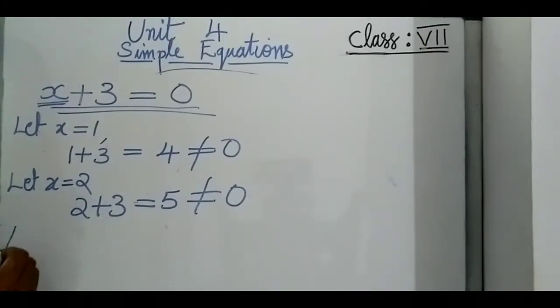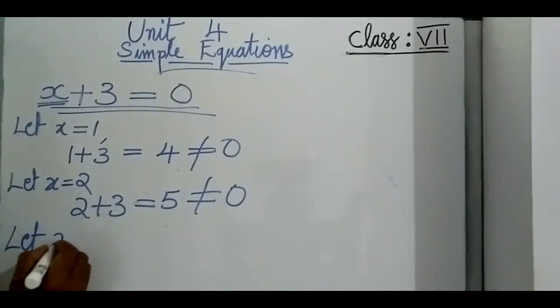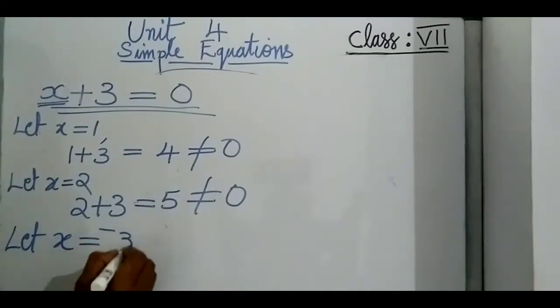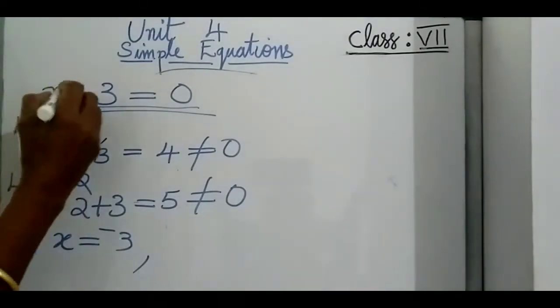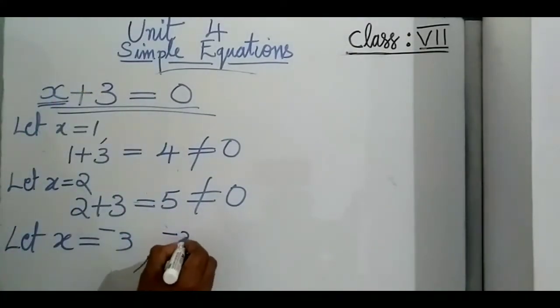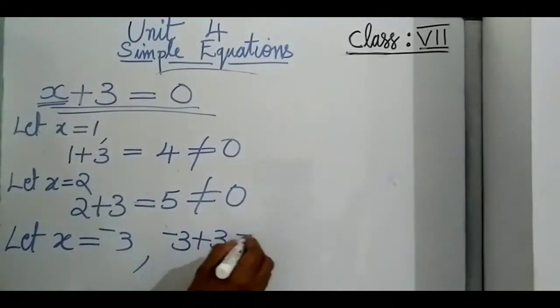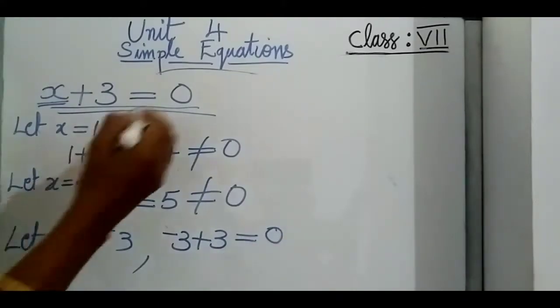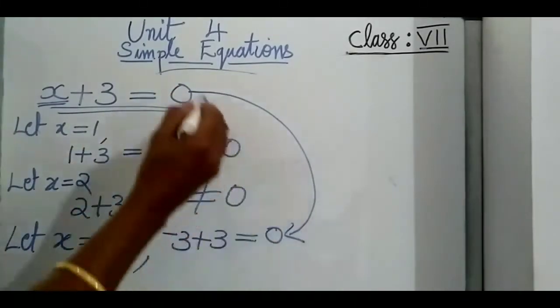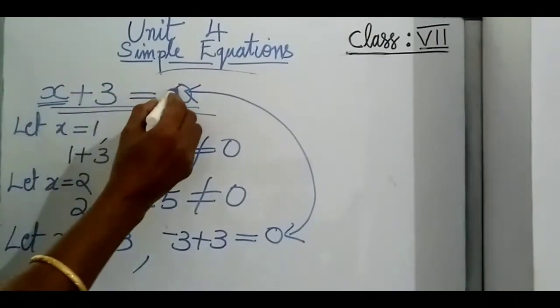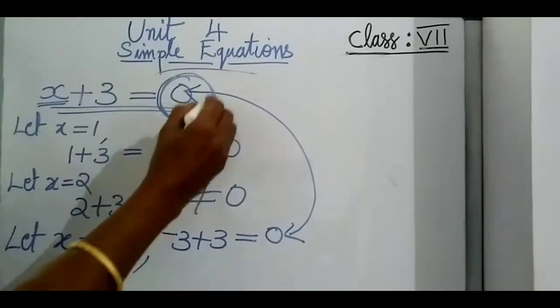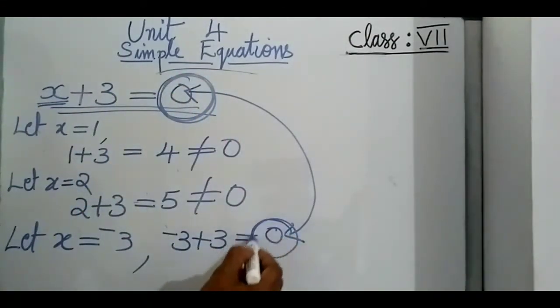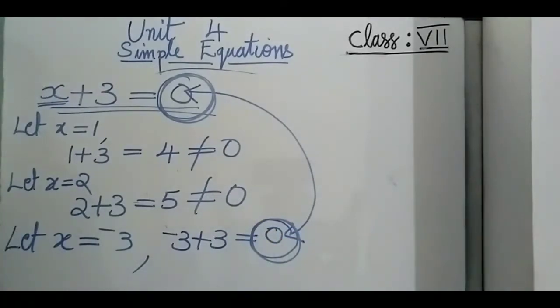Now, let x equal to minus 3. So, what will happen to this equation? Minus 3 plus 3 equals 0. Now, the right side of this equation is the value 0. Here also we got the value 0 when we substitute x equal to minus 3.